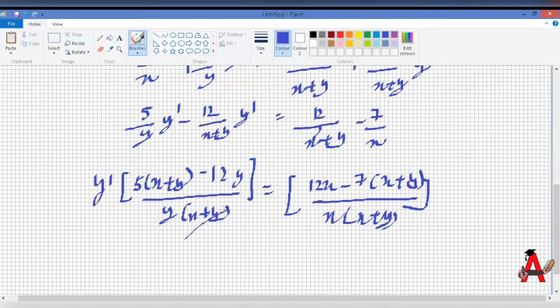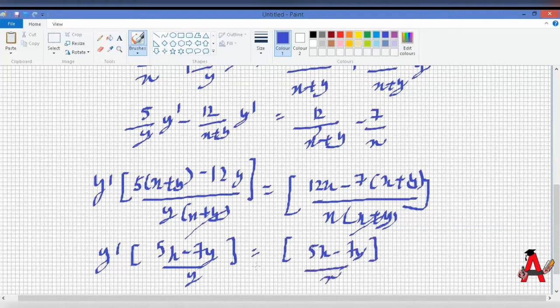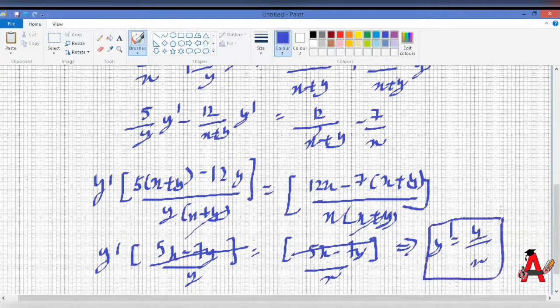Now this x plus y will get cancelled. Now y dash is equal to, y dash is 5x plus 5y minus 12y. So it is (5x minus 7y) upon y is equal to, here also you will get 12x minus 7x minus 7y, which is (5x minus 7y) upon x. This numerator will get cancelled, which is same. Therefore, y dash will be equal to, this y will go that side, y by x. And this is what we have to prove.